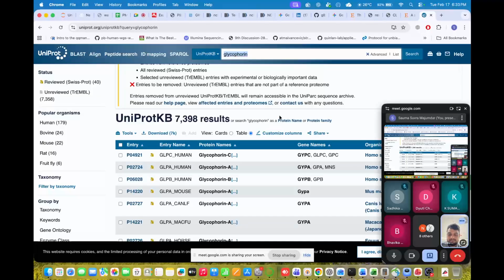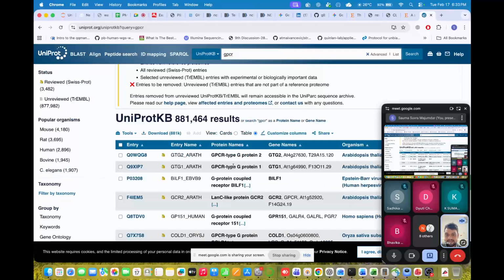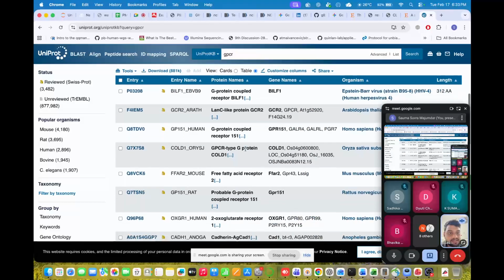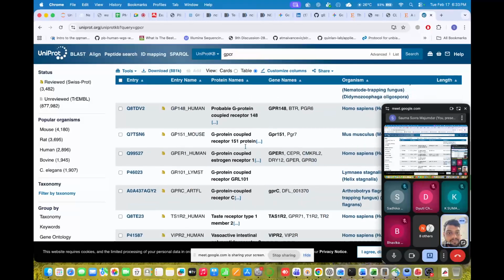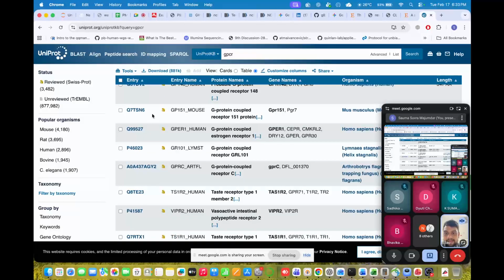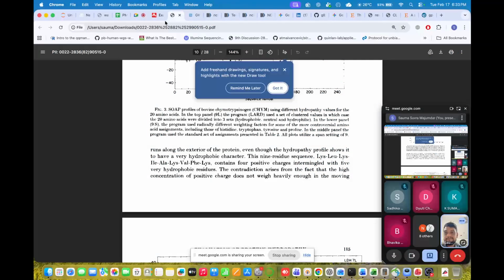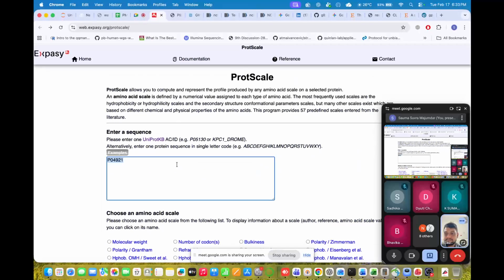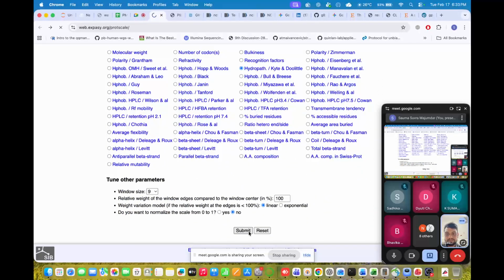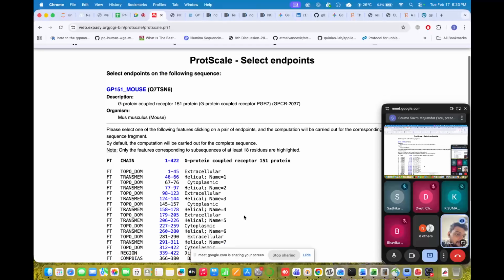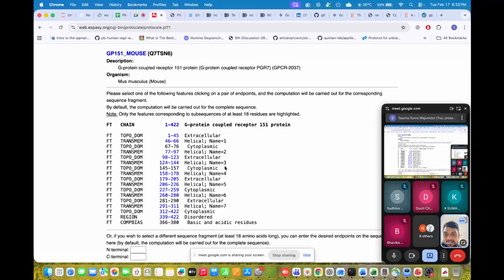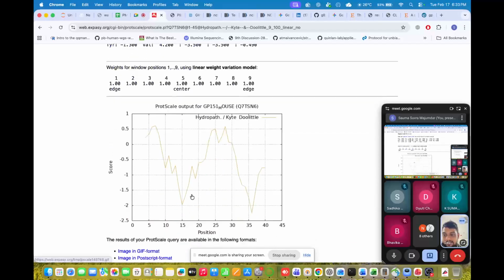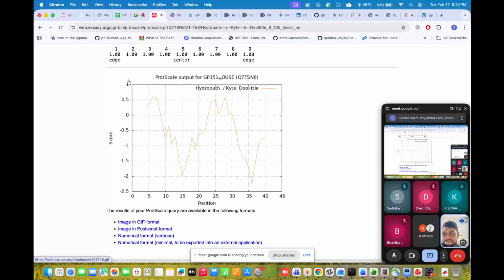I don't know if GPCR will come or not. If I give something like this, this is also another one. I think this is the one that you should use. If you take this, this is a GPCR protein also. This is also a transmembrane receptor. So you see extracellular, the scale is this, so the maximum is 1.